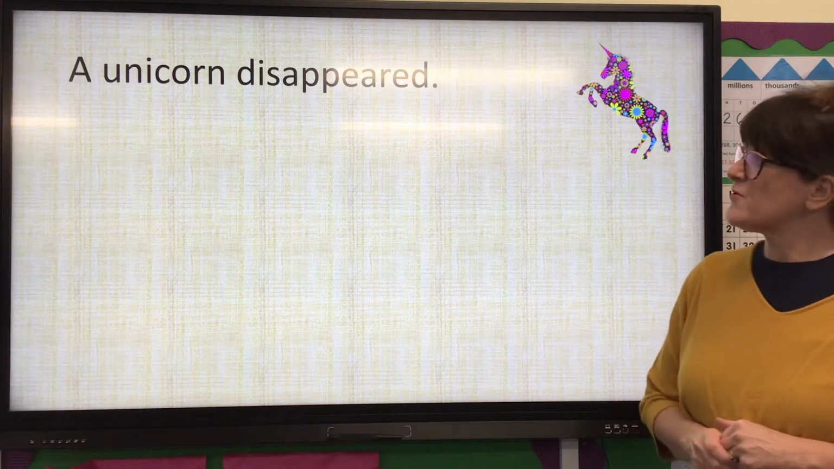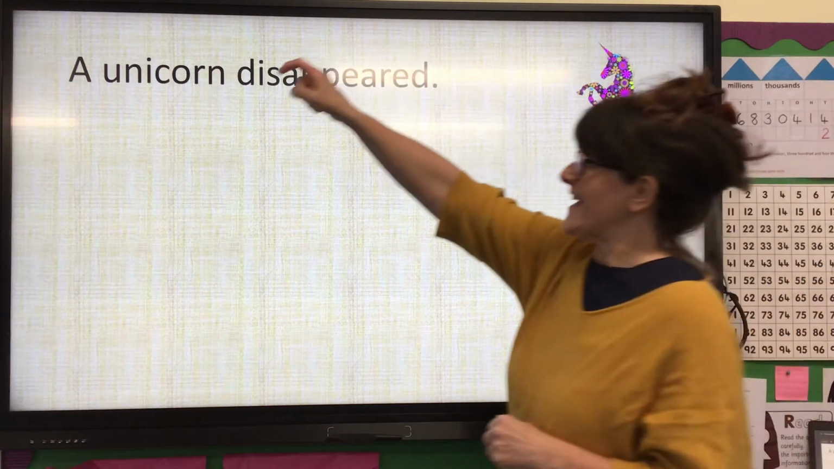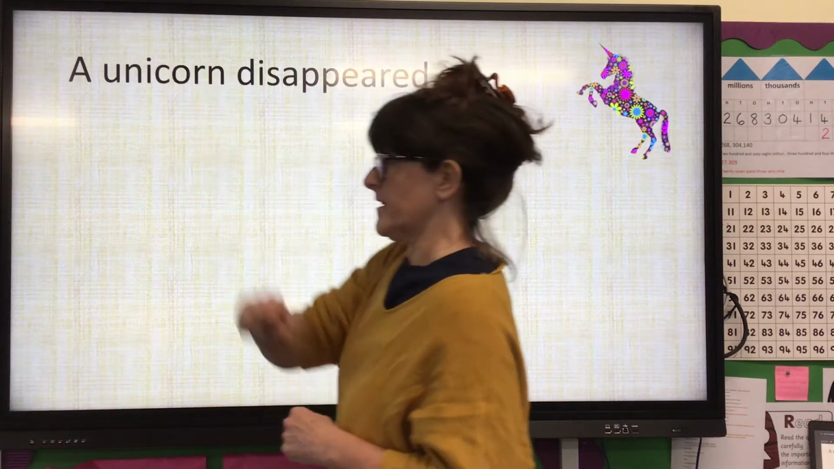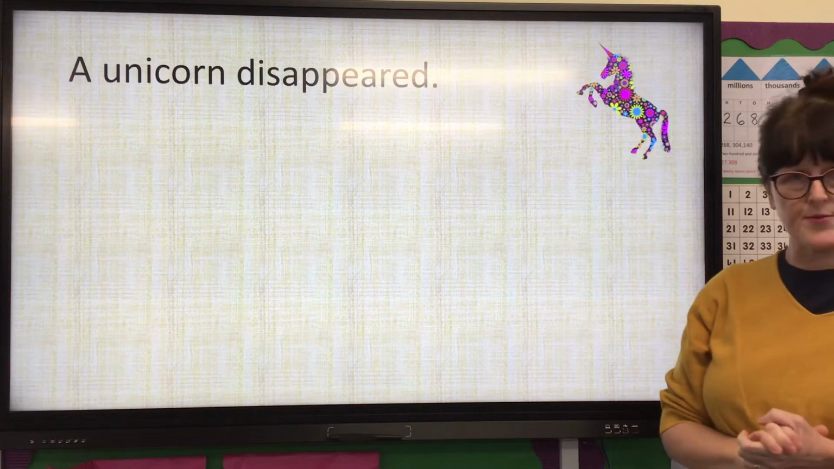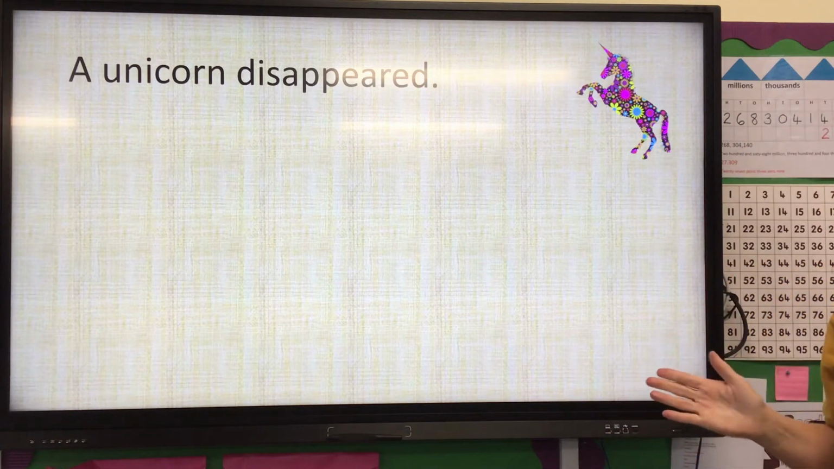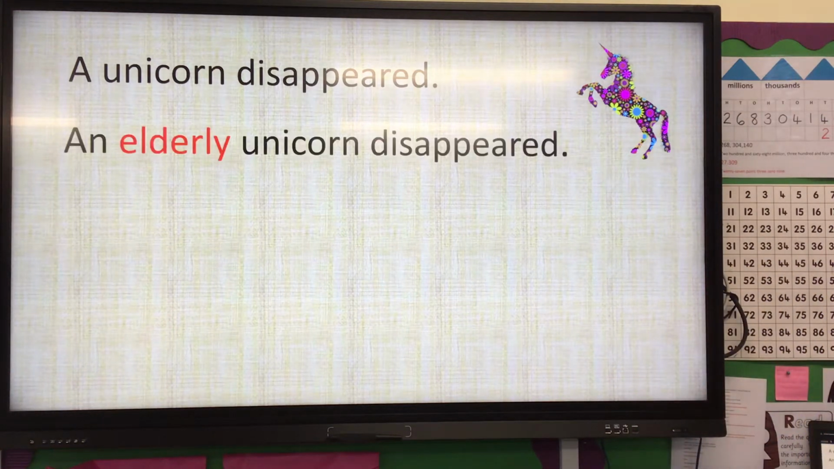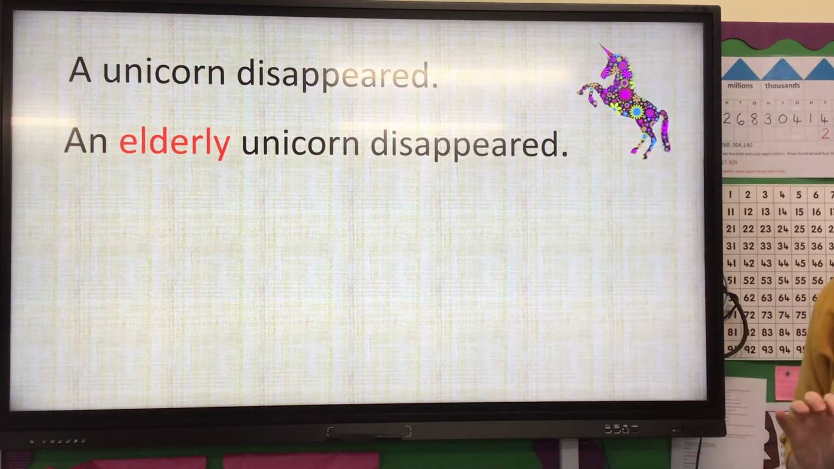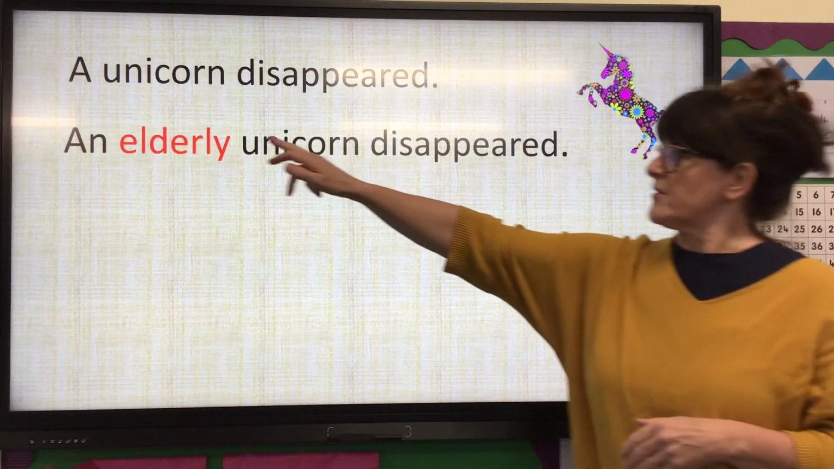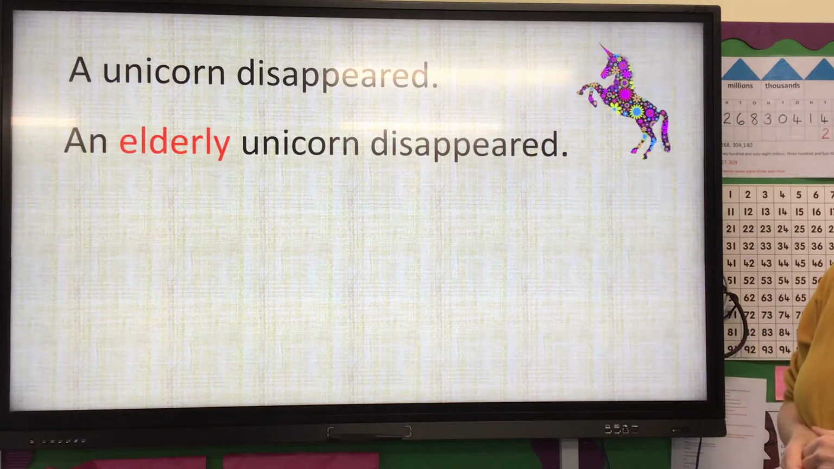Okay, a unicorn disappeared. I would like to know some more information about that unicorn. And the first thing we're going to do is add an adjective here. So we could have a magical unicorn, a three-legged unicorn, a stubborn unicorn, a friendly unicorn. I've decided I'm going to have an elderly unicorn. An elderly unicorn disappeared. Stop the video for a moment and rewrite your first sentence adding in an adjective to describe the unicorn.